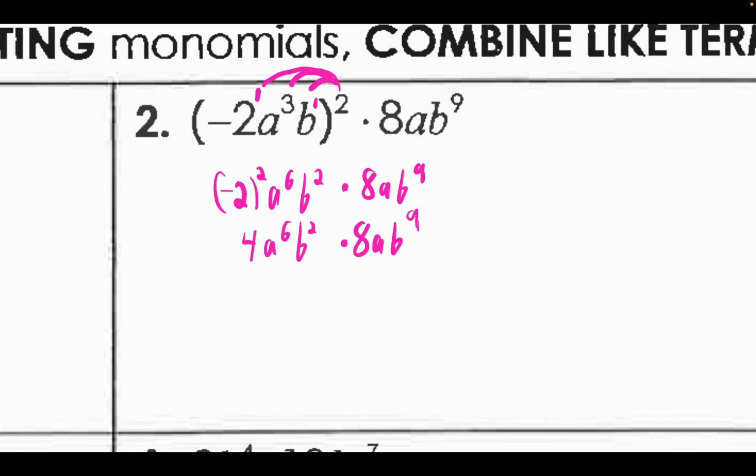All right, and now we multiply it together and do 4 times 8 is 32. a to the 6th and a to the 1st give us a to the 7th when we add those exponents. And b to the 2nd and b to the 9th give us b to the 11th. And so we get 32a to the 7th b to the 11th.